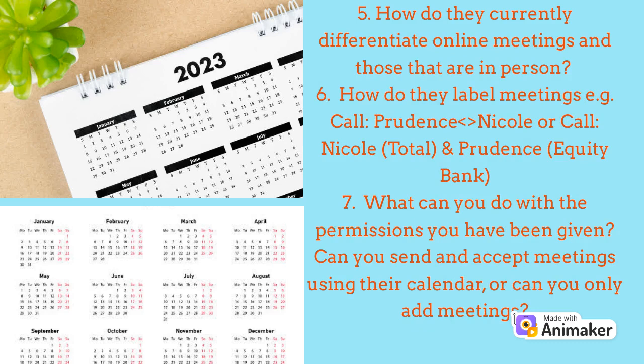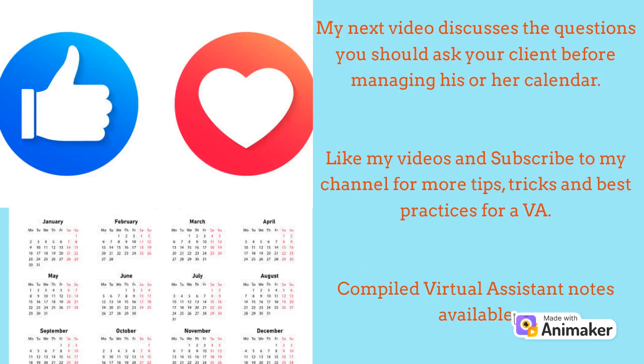How do they currently differentiate online meetings and those that are in person? How do they label meetings? What can you do with the permissions you have been given? Can you send and accept meetings using their calendar, or can you only add meetings?